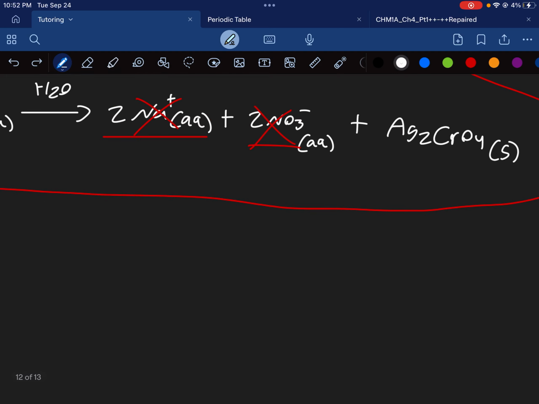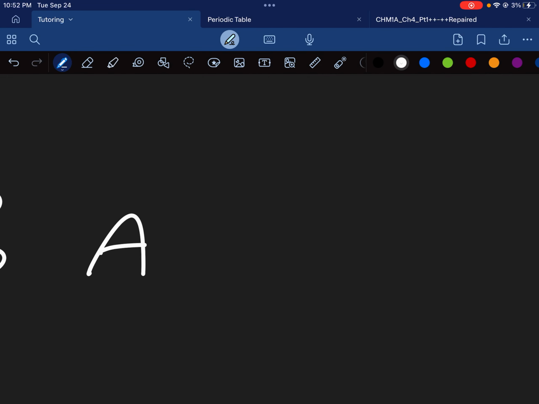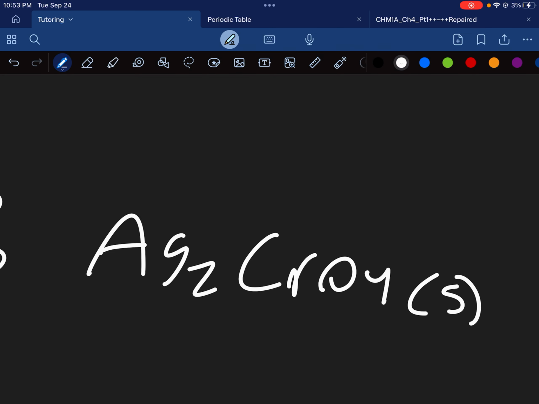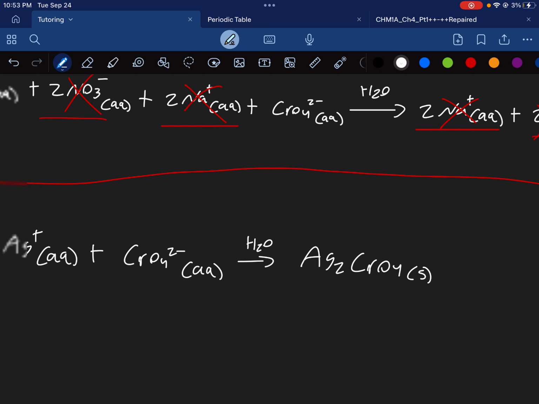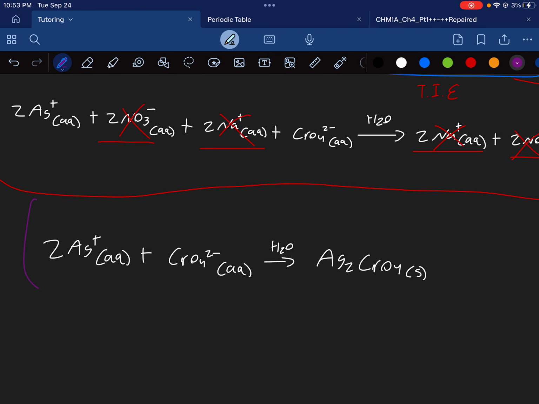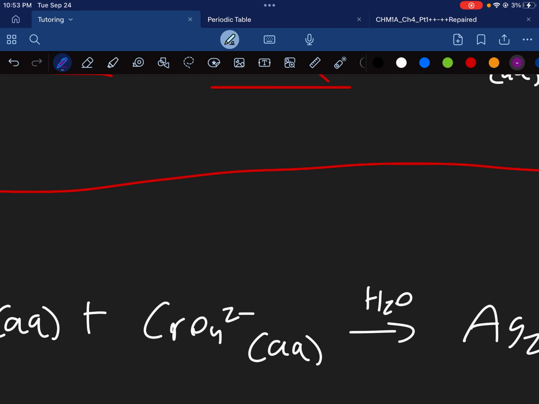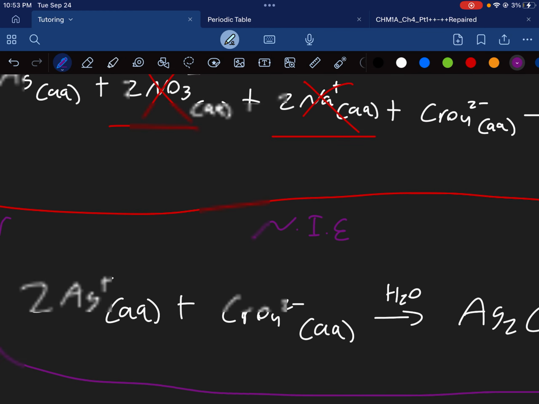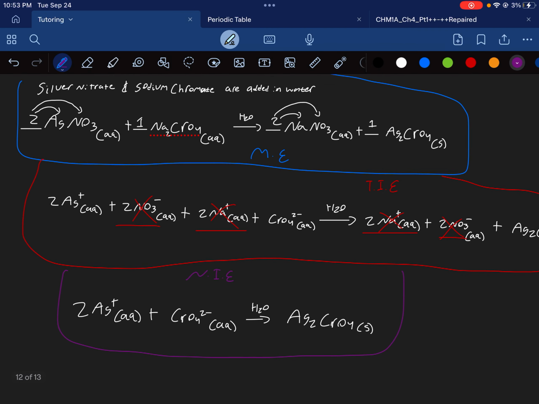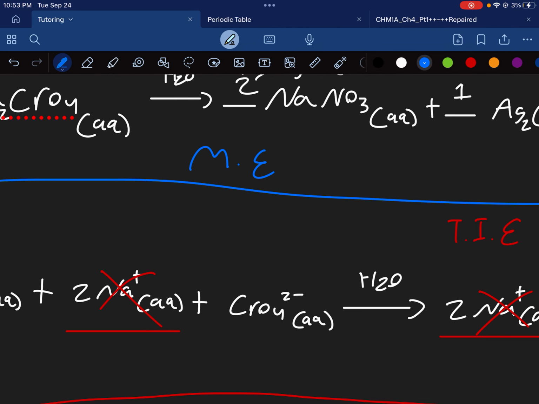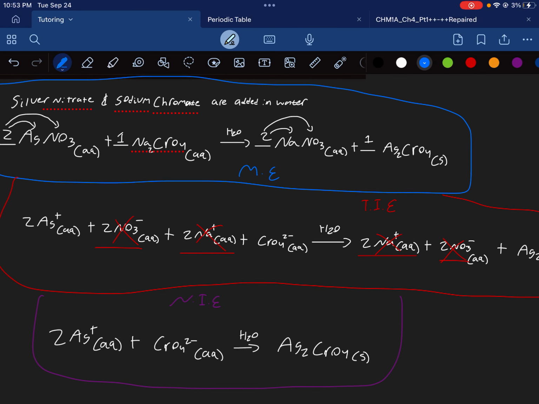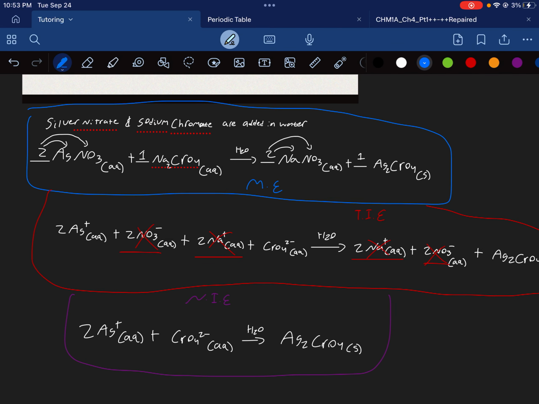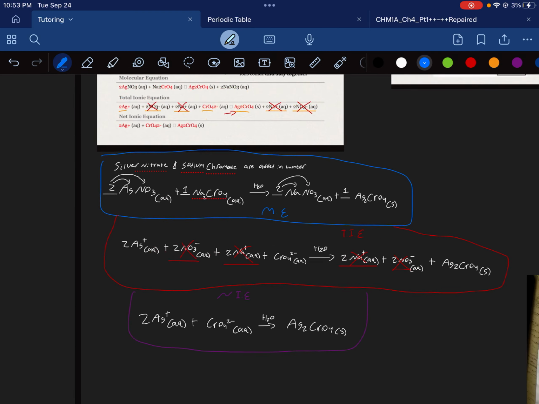And so basically this is how you find your net ionic equation. I'm going to write net ionic equation. So that's how you find your molecular equation, this is how you find your total ionic equation, and this is how you find your net ionic equation. So that's basically it. I'll post another video with another example in case you guys need more practice. But yeah, that's basically the whole gist of this slide and what's going on.